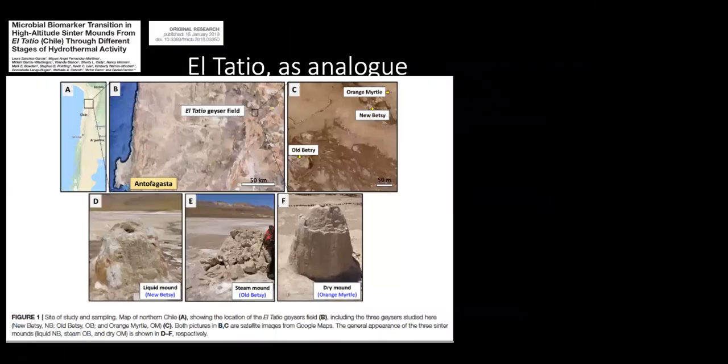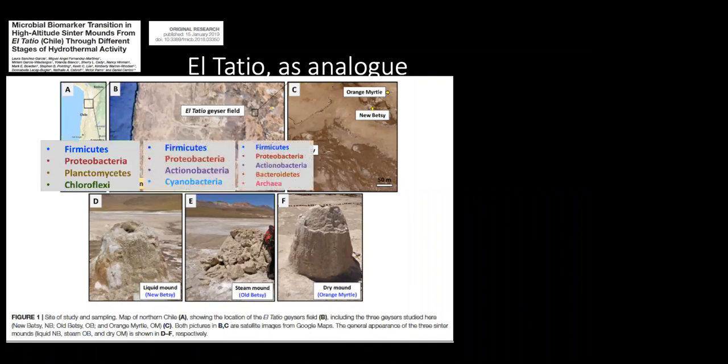And I'm going to give you an example precisely of El Tatio. And this is to illustrate why field campaigns on Earth are critical to our knowledge. This work has been done by some colleagues of mine. They went to Chile and they visited this place, and you have in images D, E, and F examples of big structures of hydrothermal mounds in different stages of evolution. On the left, you have a liquid mound. In the center, you have a steam mound. And at the right, you have a dry mound. And my colleagues took samples of these three hydrothermal places, and they could find all kinds of living organisms contained within them.